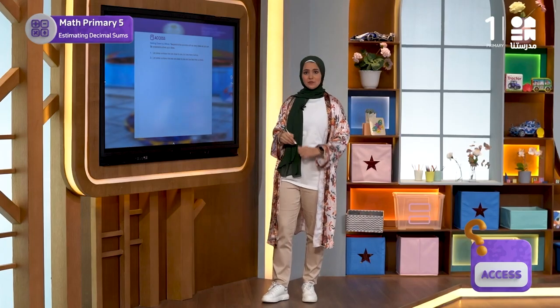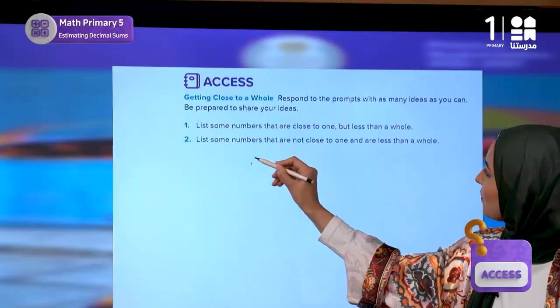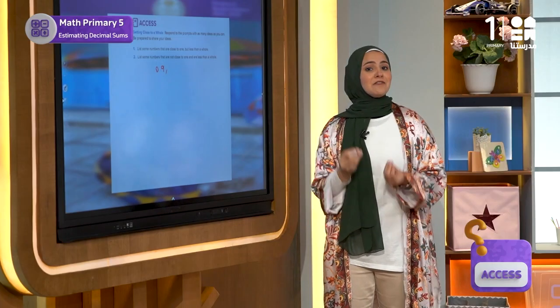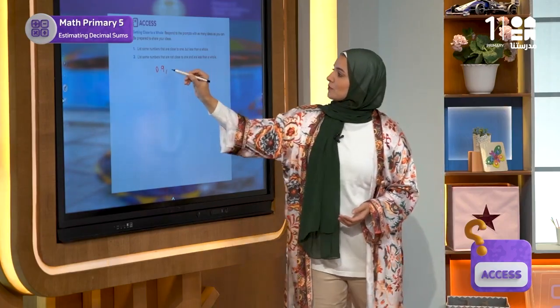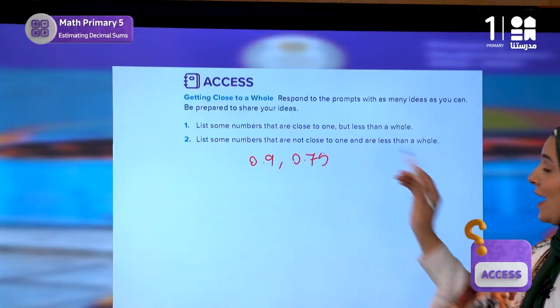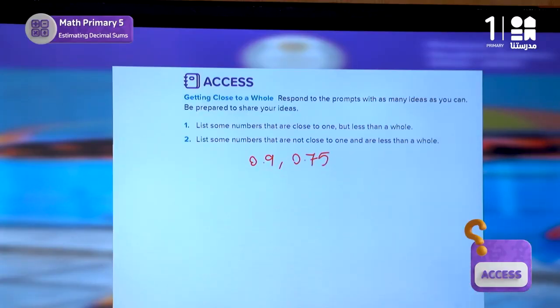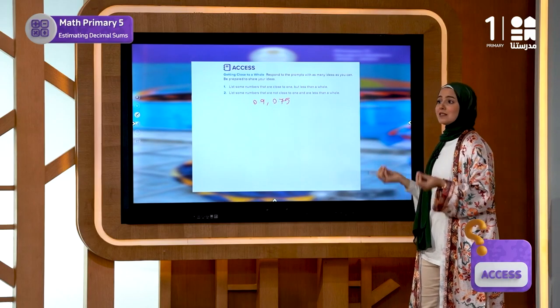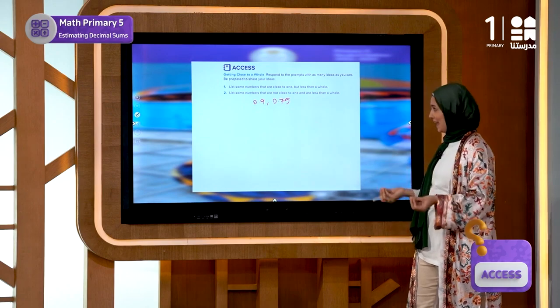What can we write? We can write, what else? 75 hundredths. Why? Because we see that 7 is in the 10th place. What else can we write? We can write 0.538 thousandths.